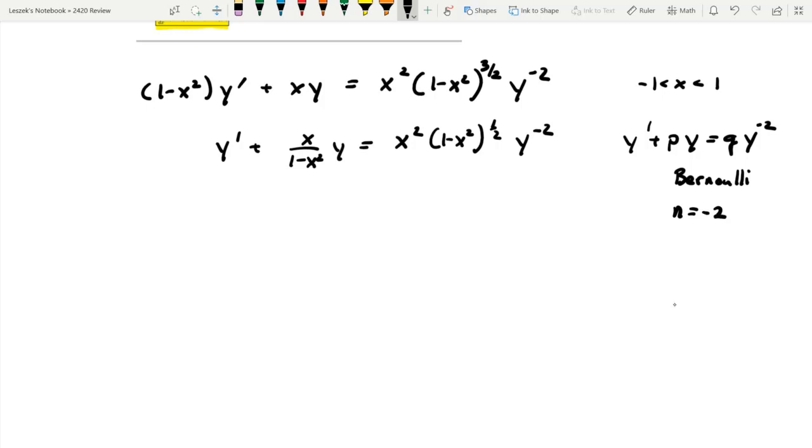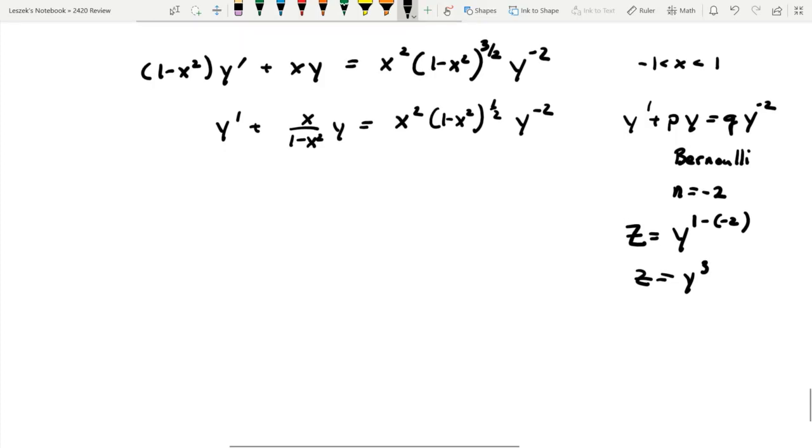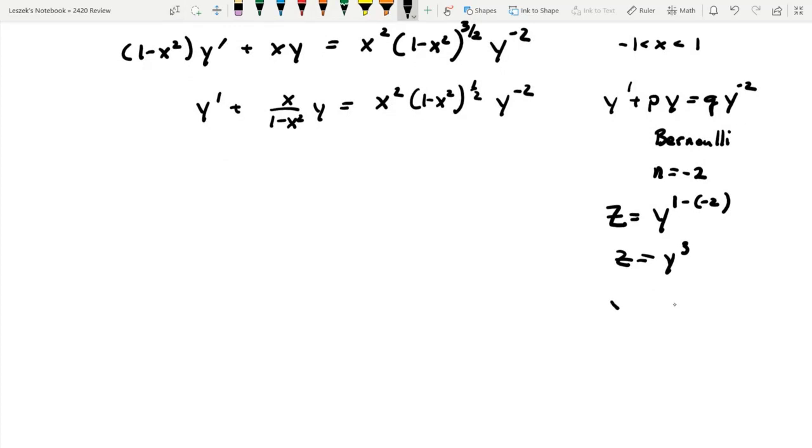The power is -2, so our change of variables should be z equals y to the 1 minus n. So z equals y cubed. You could do direct. That's fine. Just take a cube root of both sides, find y prime, and then directly substitute for y prime and y in the equation. I'm going to do indirect because it just seems more elegant. I don't like fractions. So z is y cubed.